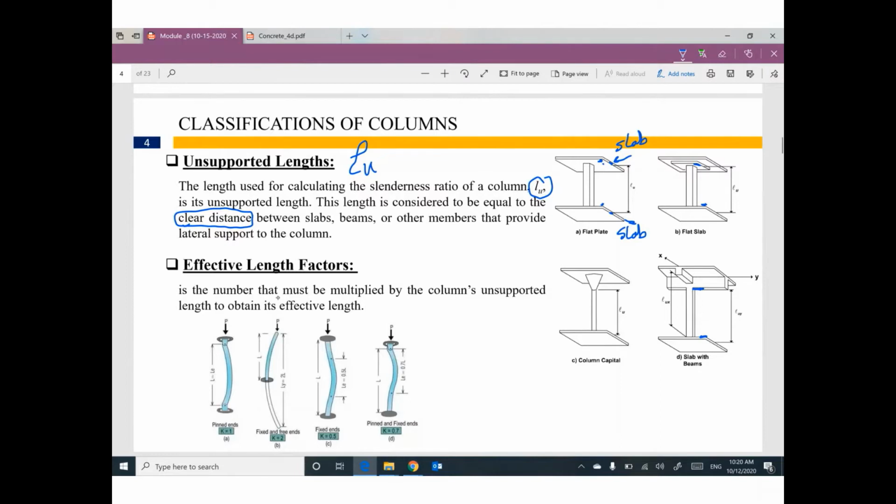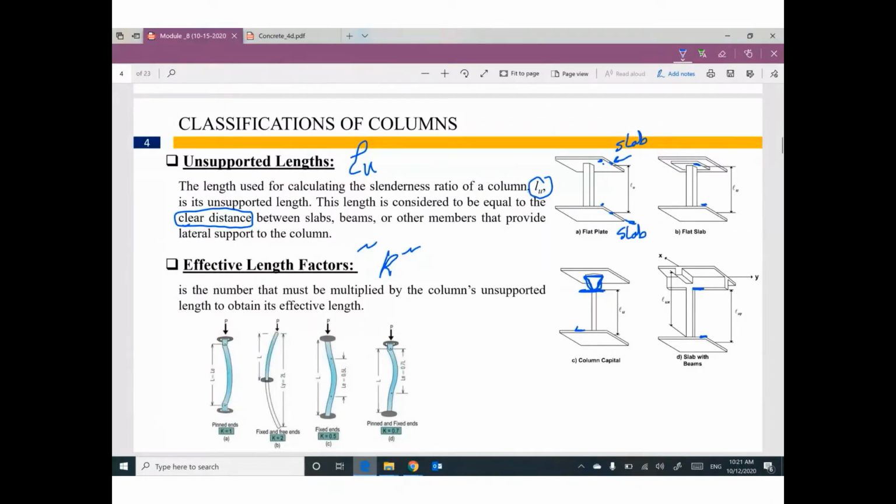Sometimes, do you remember what is the meaning of this shape? Anybody remember? I told you this before. Column head. If you have a column head at the top of the column, the clear distance is from the bottom to the top of the slab. So the first step, you need to figure out the unsupported length of a column. Then we need to consider something called the effective length factor, K, based on the conditions at the ends of the column.